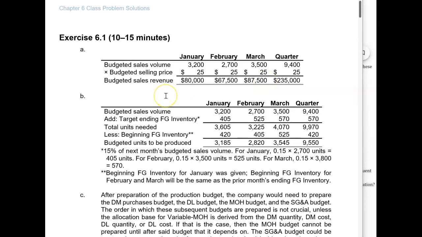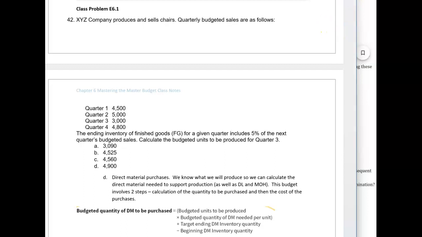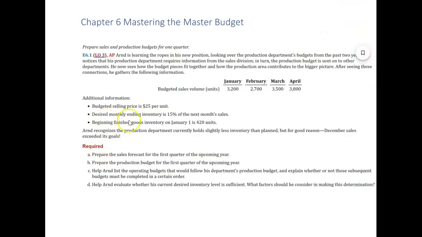Okay, now let's take a look at the production, at the rest of the assumptions here. So budgeted price is $25 per unit. The desired monthly ending inventory is 15% of the next month's sales. And beginning finished goods inventory, see here they're giving you a number, it's 420 units, but they're also telling you the production department currently holds slightly less than planned because December sales exceeded their goals. Okay, so now let's take a look at the production budget.